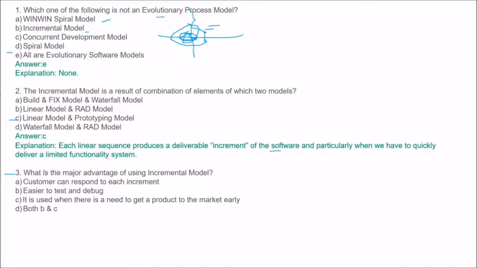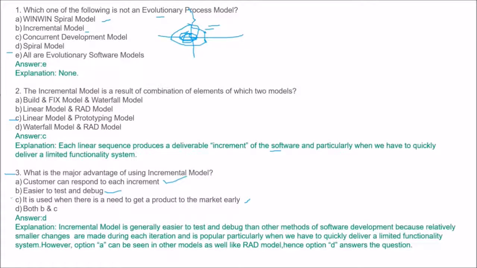Next is, what is the major advantage of using the incremental model? Customer can respond to each increment, easier to test and debug, it is used when there is a need to get a product to the market early. So we see that the answer is D because in B and C, this is easier to test and debug, and we want to market the product as quickly as possible.